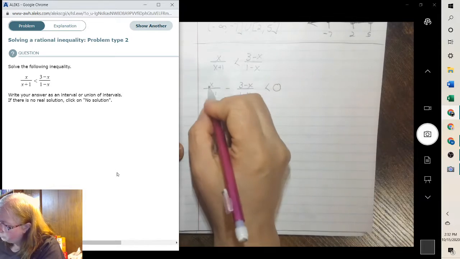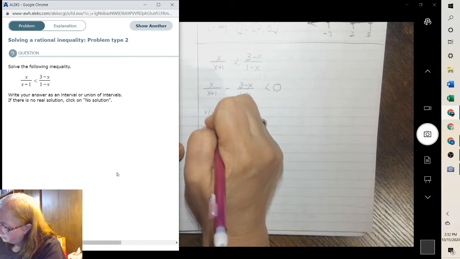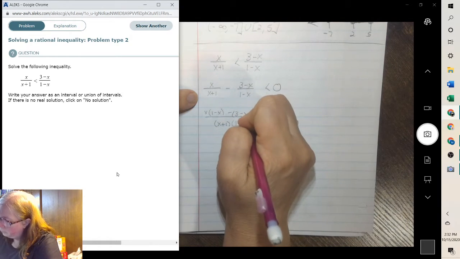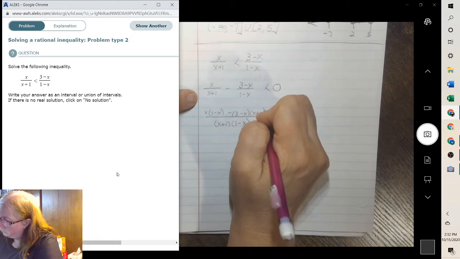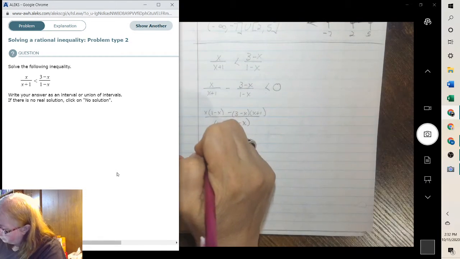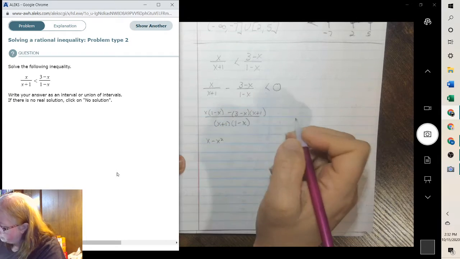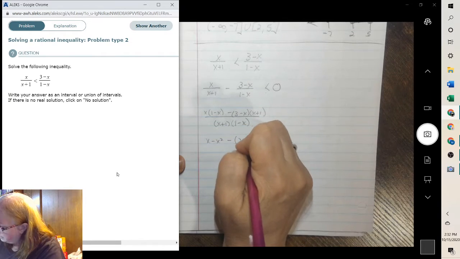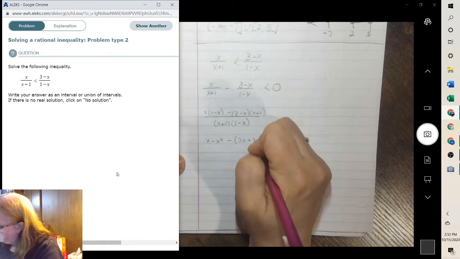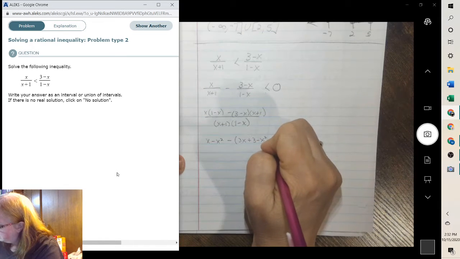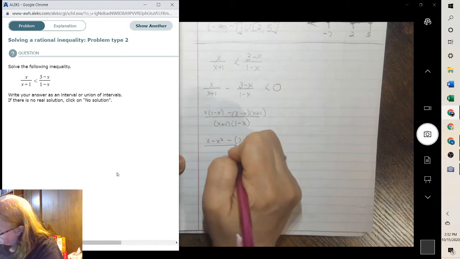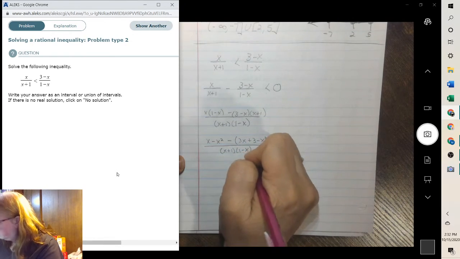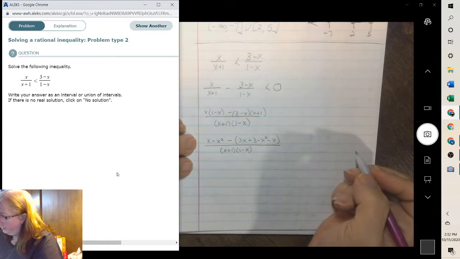Okay, so this one needs to get multiplied by 1 minus x, and the other one needs to get multiplied by x plus 1. So distributing, we have x minus x squared, and then we have minus (3x plus 3 minus x squared minus x), all over, leave the bottom factored. We got to distribute that negative.